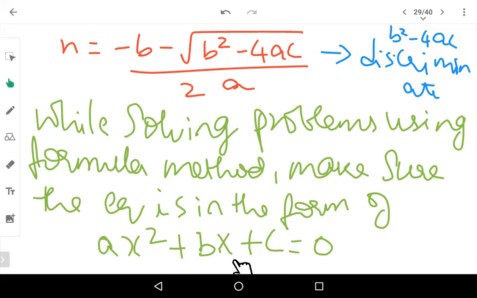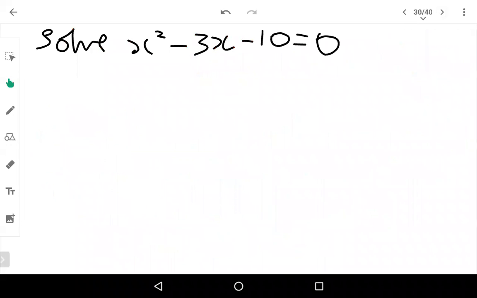So what does that mean? Coefficient of x square is a, coefficient of x is b, and c is a constant. Okay, are you all clear with this? Any doubts until here? Anybody wants me to repeat any part of the explanation again?